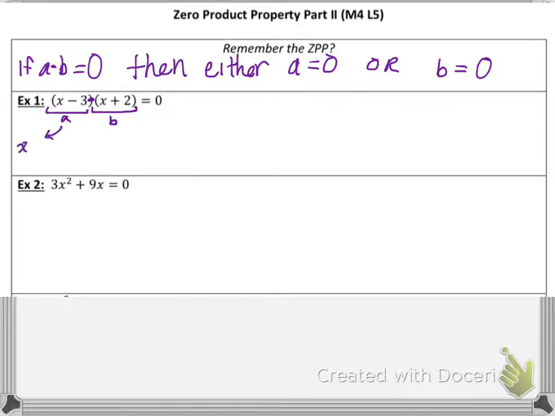So either x minus 3 equals 0, in which case I could add 3 over to the other side and get x equals positive 3, or x plus 2 equals 0, in which case I could subtract 2 over and get x equals negative 2. So with the zero product property, if we have a factored form equal to 0, we're able to solve and find solutions.